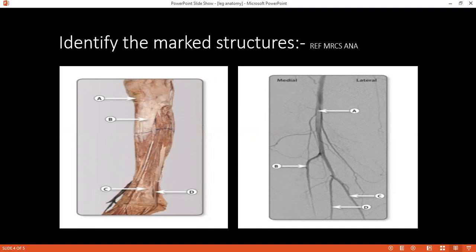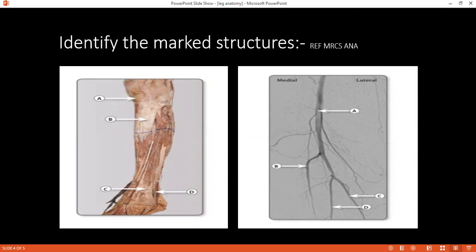Can you please tell me how many compartments there are in the leg? Yes, there are anterior, posterior and lateral compartments. Posteriorly, there is again a superficial and a deep compartment. Can you tell me the contents, or the muscles, in each compartment, please?